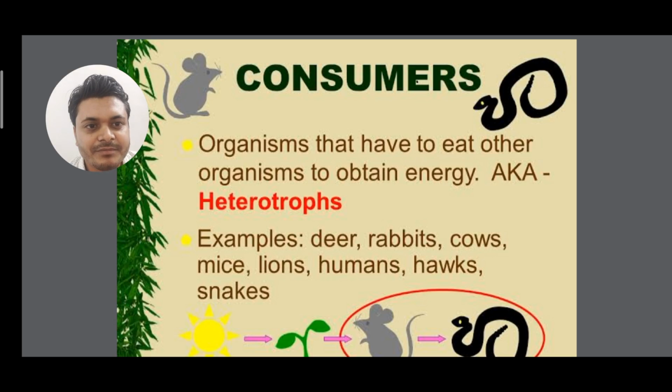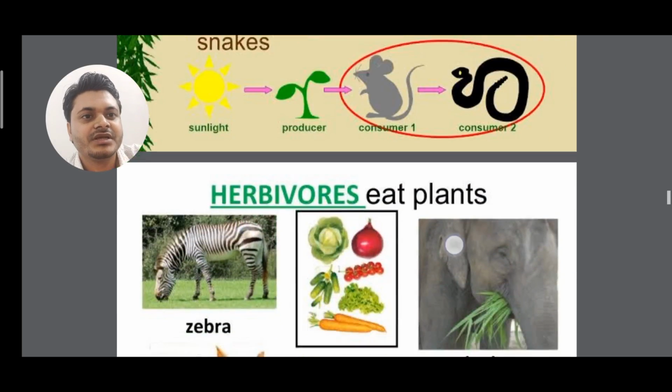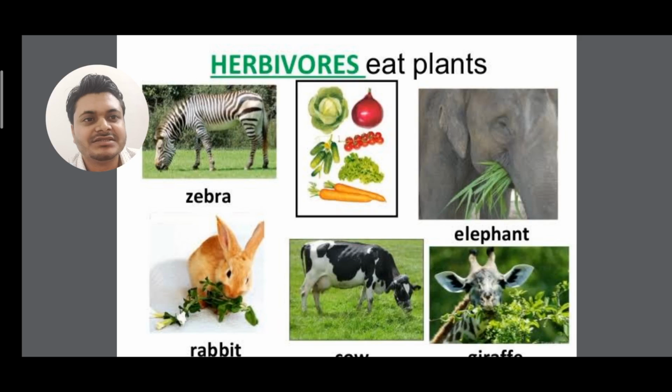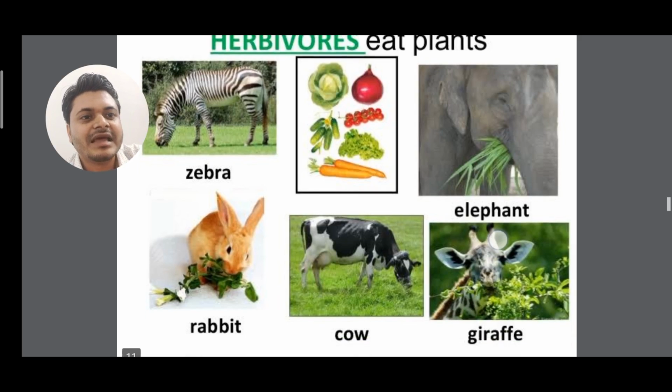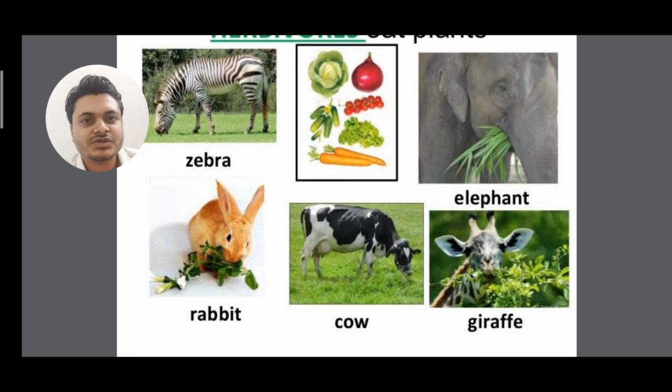So here the plant is an autotroph, that means producer. Here rabbit and mouse are herbivores, and the snake is eating others. Clear? So herbivores eat plants like zebra, elephant, rabbit, cow, giraffe. So they are eating the autotrophs, that means plants. All right, so one thing you have to be clear: consumers include what? Herbivores, carnivores, and omnivores. Clear?